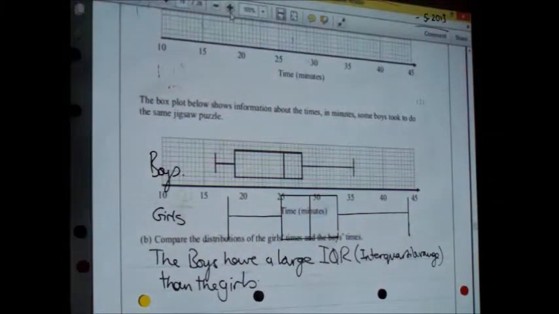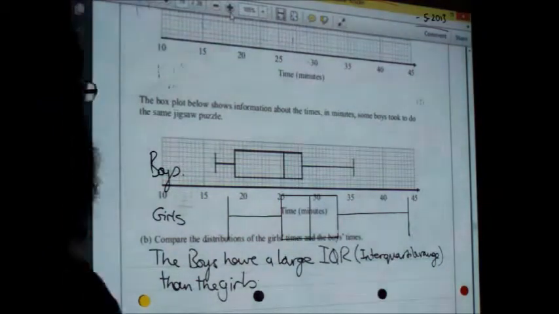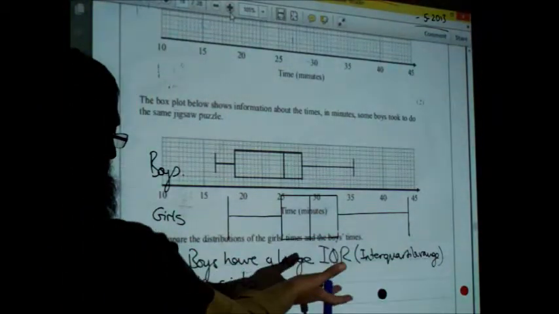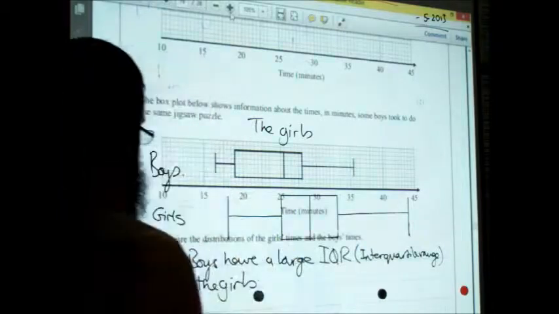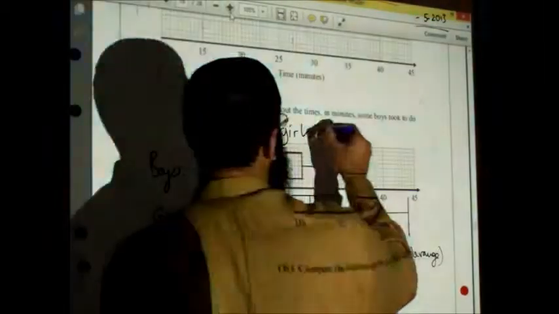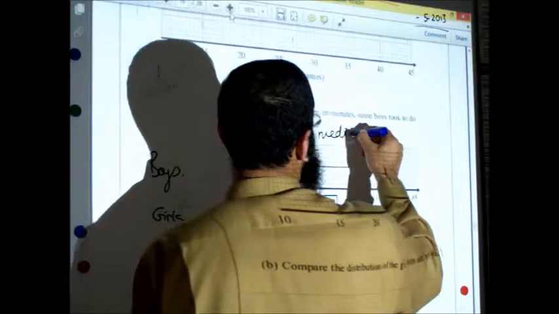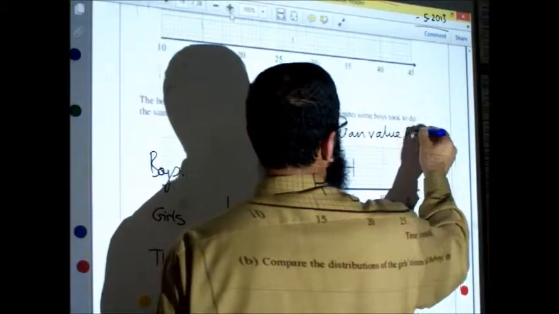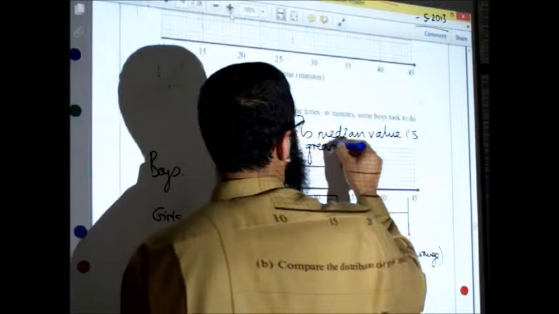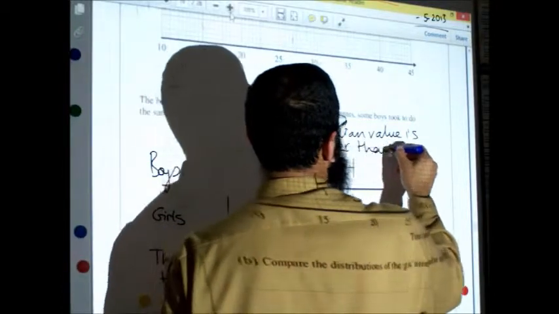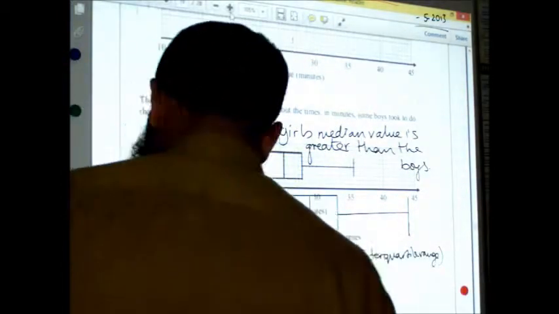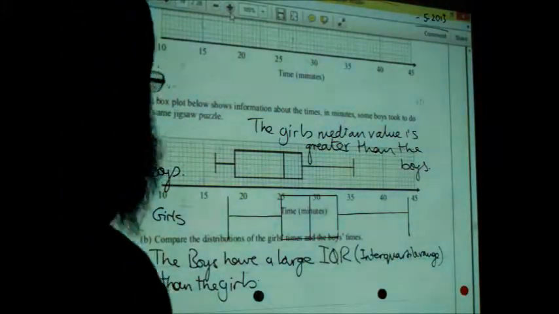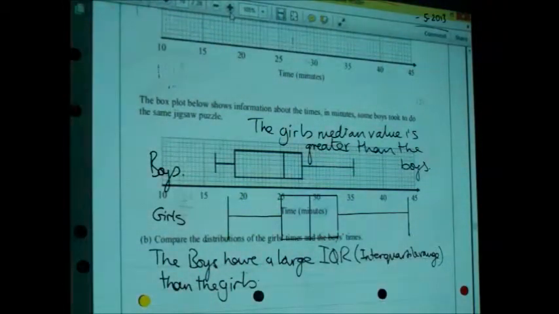Okay, we said that the girls' median value is higher than the boys. Okay, I'm going to run out of video space here with the camera drops off. So I'm going to write my second comment up here. So the girls have a higher median. Okay. So let's compare the distribution. So we made two comments, and that should hopefully give us our 2 marks.